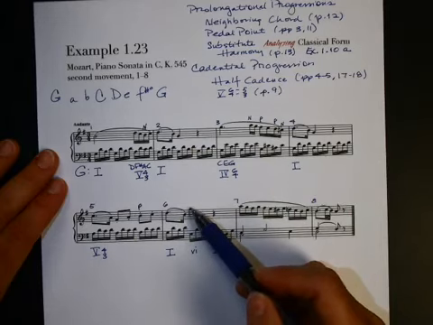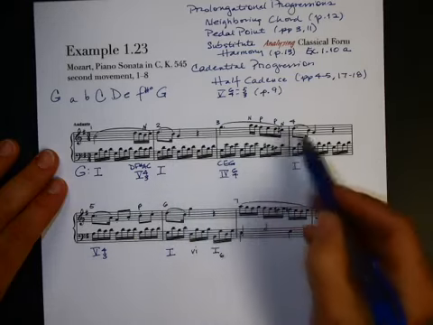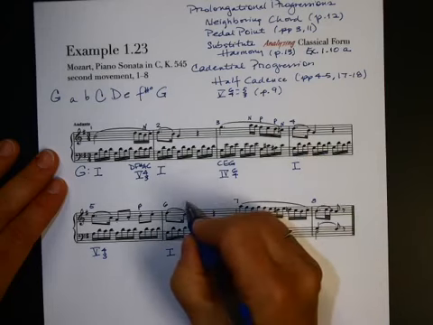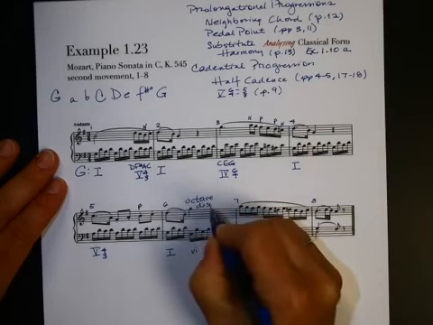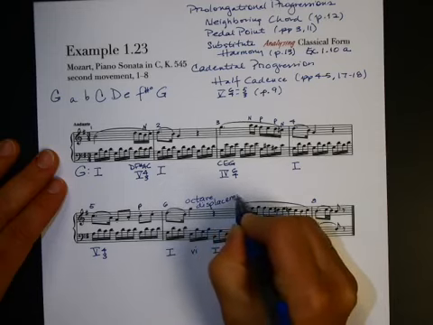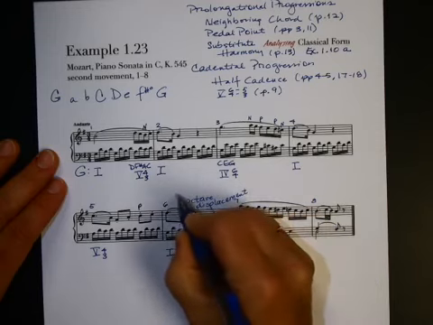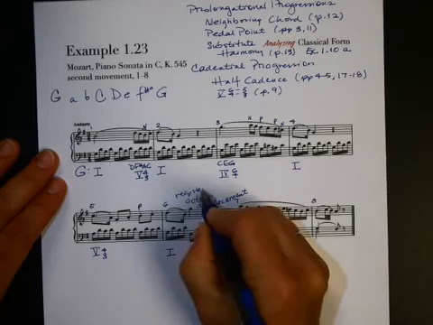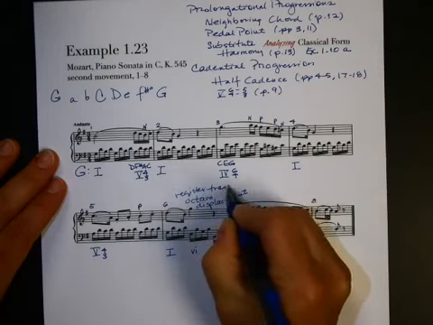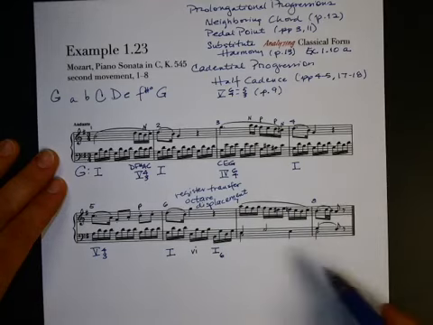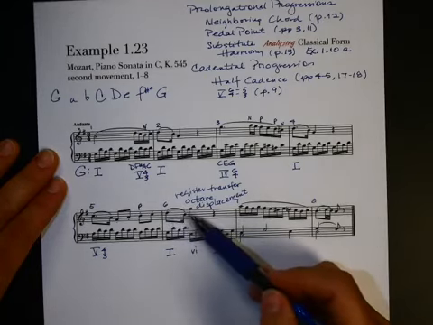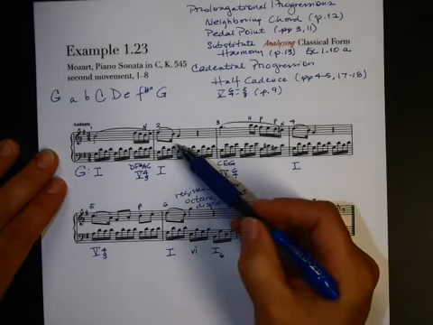So compared to measures 2 and 4, measure 6 has octave displacement, or we can call this a register transfer. Either one of those terms adequately describes the fact that the G at the end of the motive in measure 6 is an octave higher than that in measures 2 and 4.